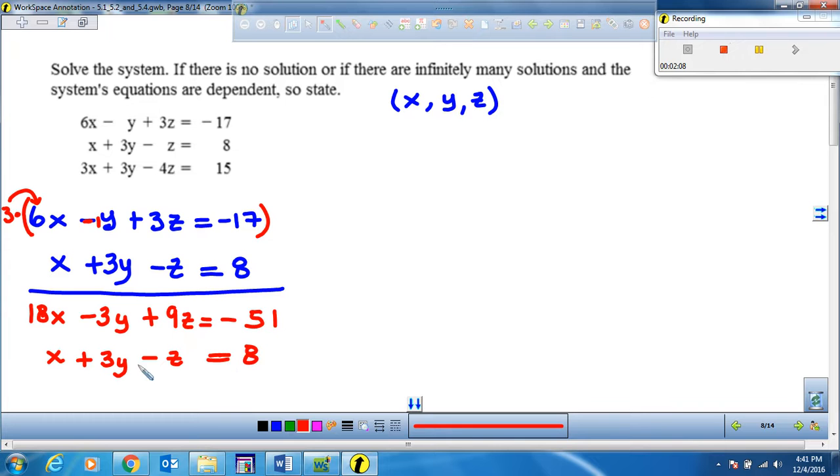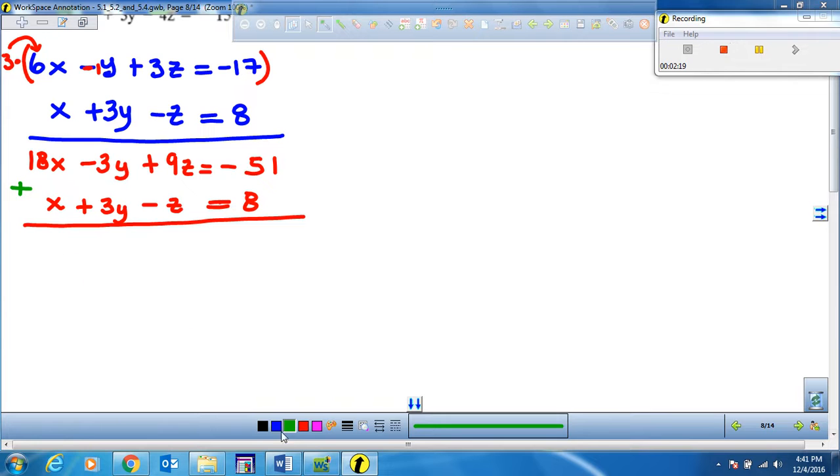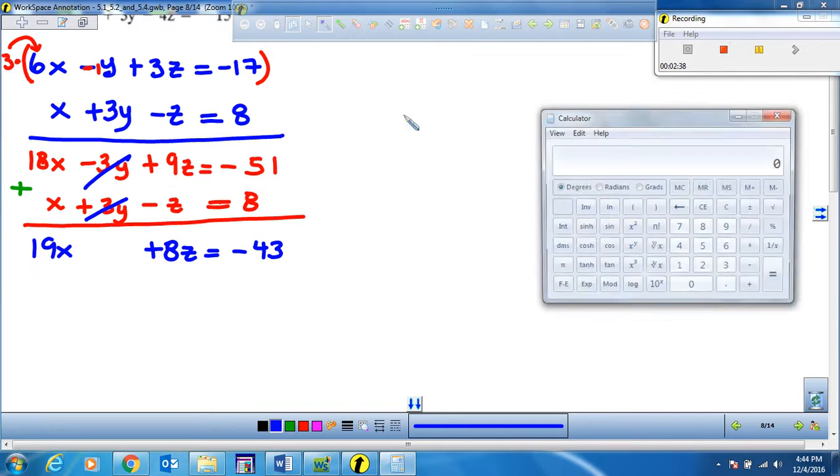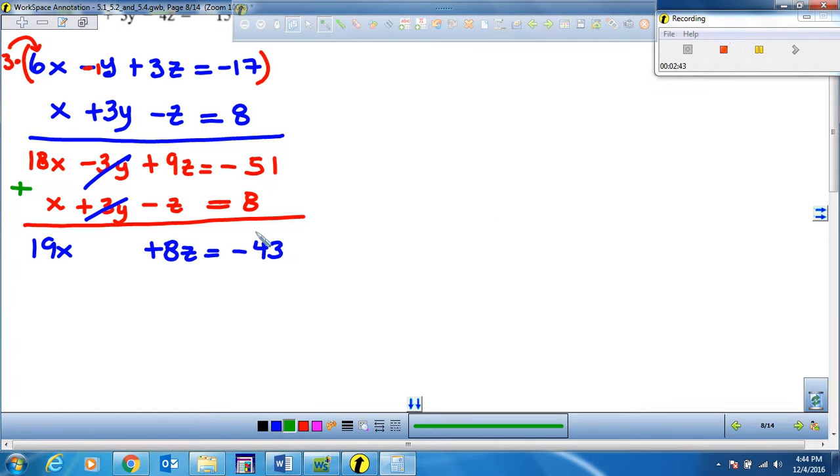underneath this one, and then you're going to add both equations, adding like terms, because that's why we're using the addition method with this. So we're going to have 18x plus 1x, 19x, negative 3y plus 3y cancels, 9z minus 1z is going to be plus 8z. Negative 51 plus 8 is going to be negative 43. Let me just double check. Negative 51 plus 8, yeah, negative 43. So let's call this equation 1.